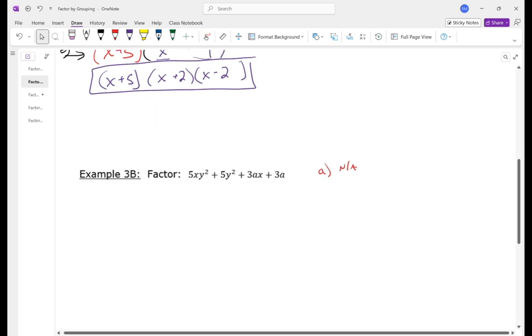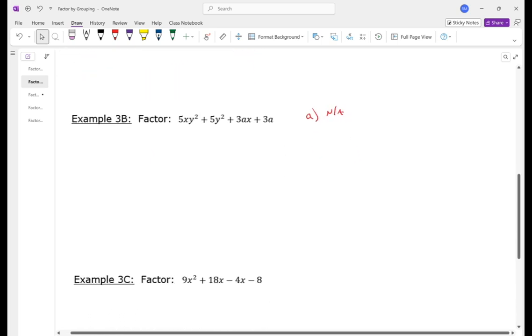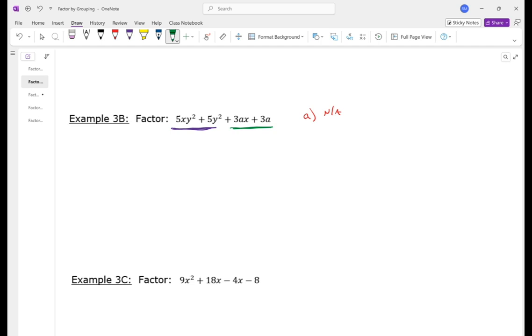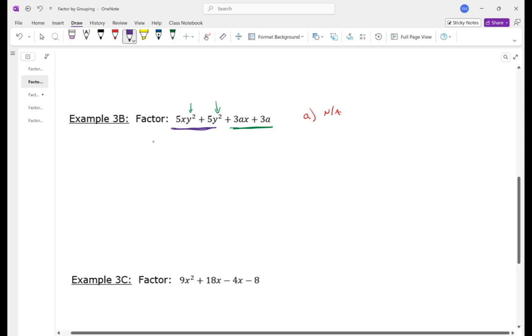So again, let's go ahead and try that. Nothing in common. I'm going to group the first two together and the last two together, and I'm going to see what's in common. Sometimes you might have to rearrange the first two and the last two so you can find something in common, but not here. If I look at these two terms right here, I see that they both share a 5. They don't both share an x, but they do both share a y squared. So I'm going to take that out. We need to keep things color-coded.